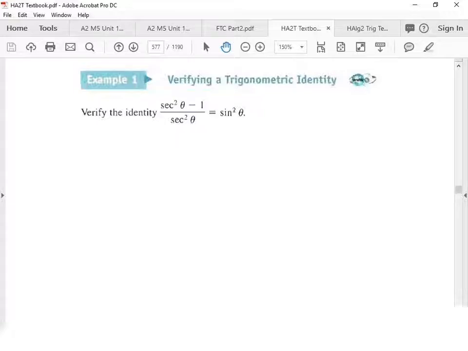Yeah, I did. Okay. So in order to verify this identity, we have to mess with one side to try to get the other side. Mess with the side that is more complicated. So in our case, it's the left side. And because I see a trig function that is squared with a 1, I'm thinking Pythagorean identity. So let's check that out.